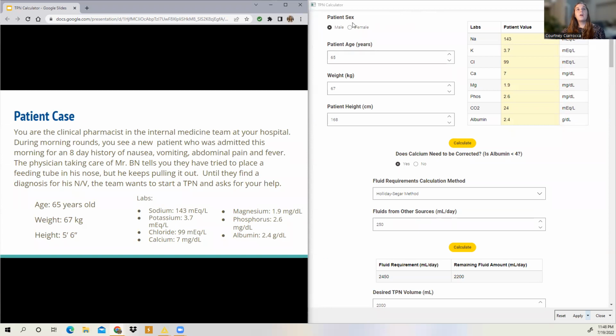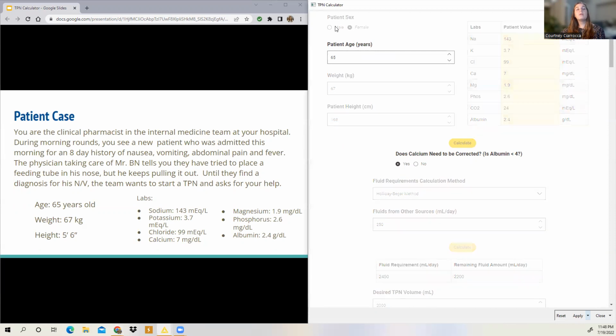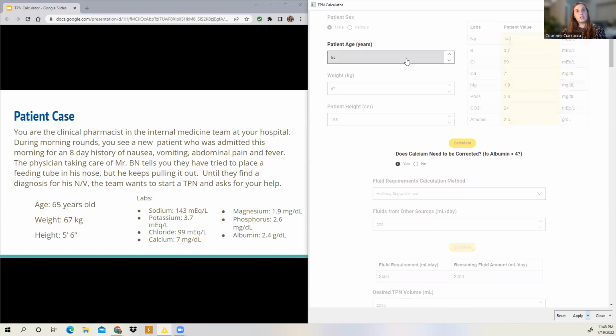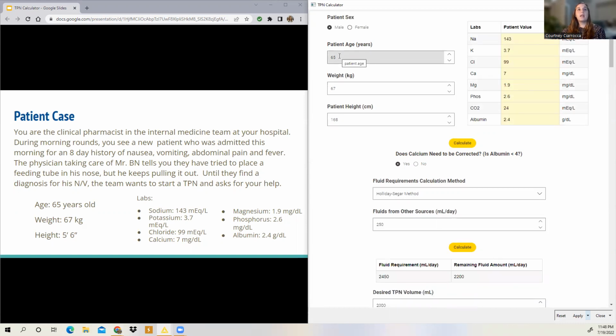So we have our TPN calculator here, so I can change between if they are male or female, because that can impact some of the calculations we do, but he is male, so I will leave it on the male. We have his age, which I can change, and that also can change some of the calculations for us. His weight, and then his height, so he is 5'6", and that calculates to 168 centimeters, which is something that people just have to calculate on their own.